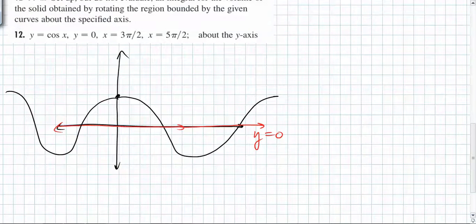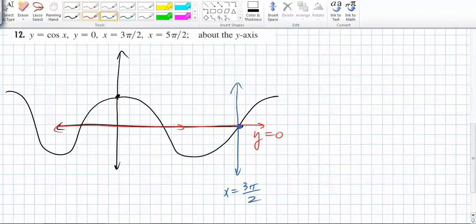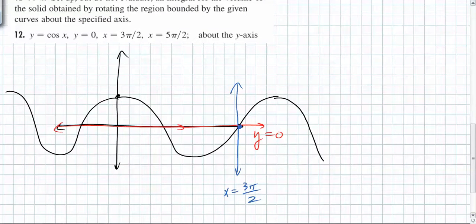So if this right here is y equals 0, what's the boundary? We're going from x equals 3 pi over 2, which is right here. No, it's not there. Where is it? Oh, so is it right here? Is that it? You sure? You're positive? Okay, I'm just checking. So x equals 3 pi over 2. And what are we going to? 5 pi over 2, so I should go a little bit more.